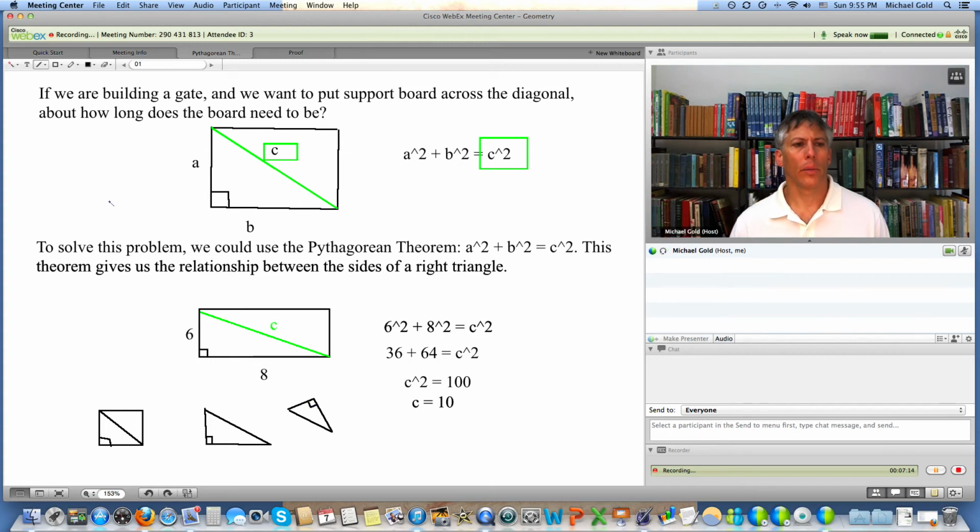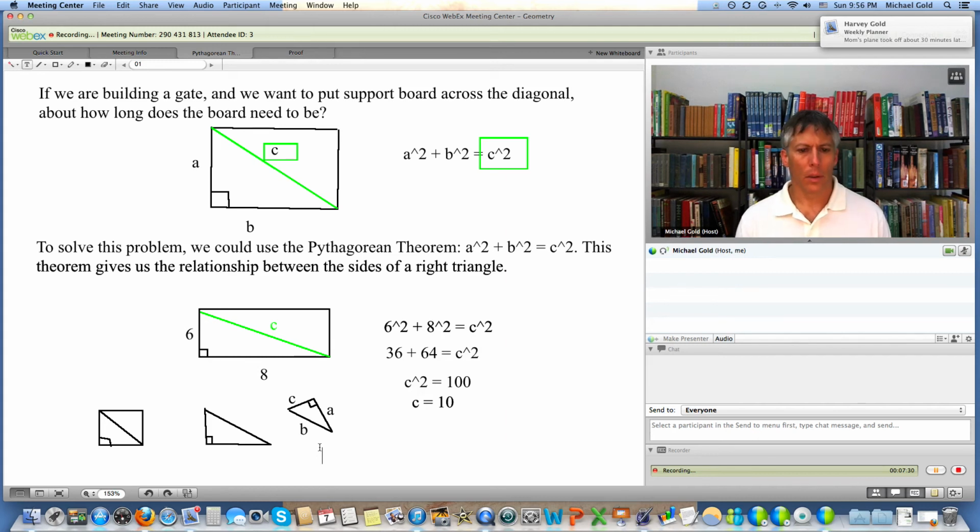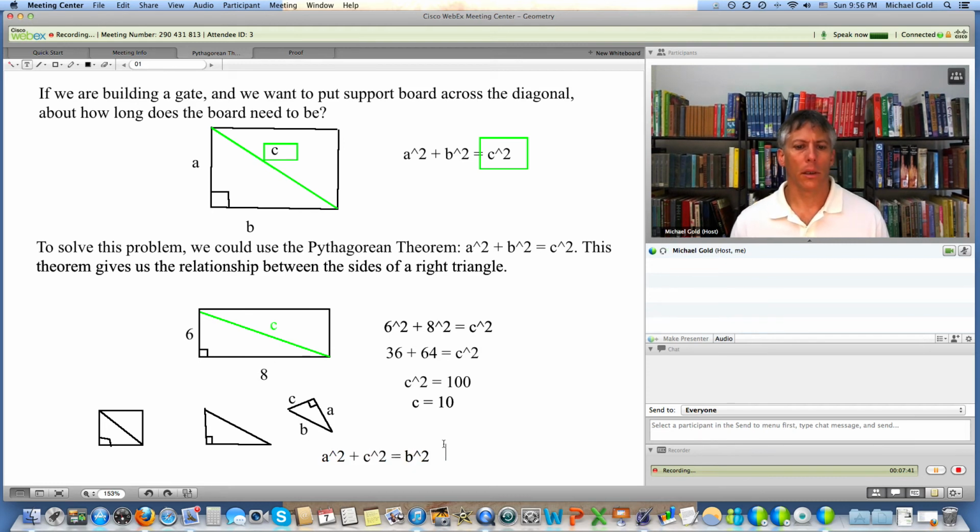And to show you the letters don't matter, it's important to understand if we've got C, A, B, the important thing is that the two sides joined by the right angle symbol are the ones we add together after we square. So A squared plus C squared, in this case, would equal B squared. So don't get carried away by the letters. Make sure you're looking at the essentials, the fundamentals.